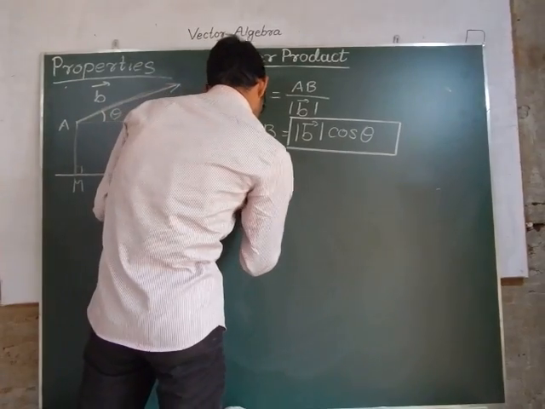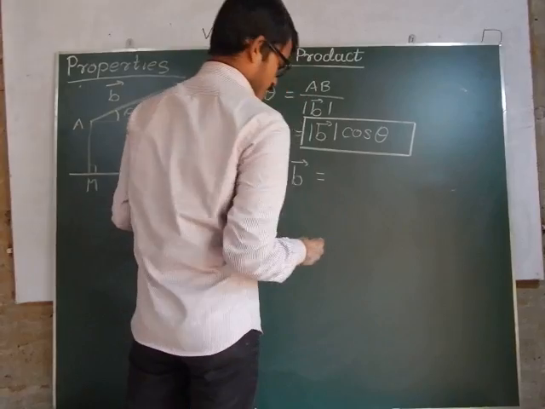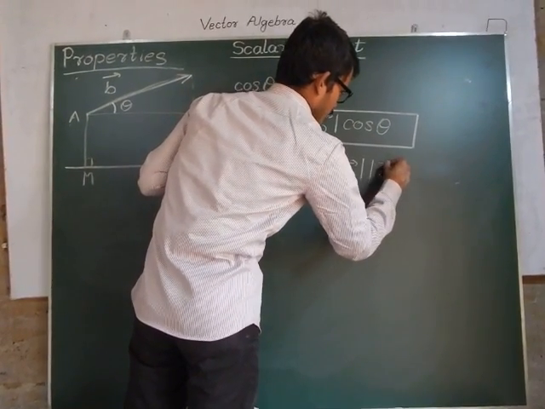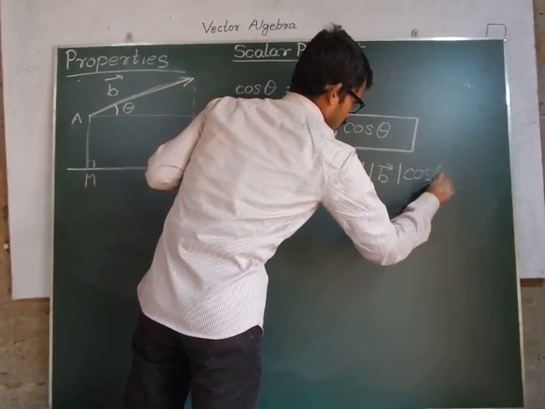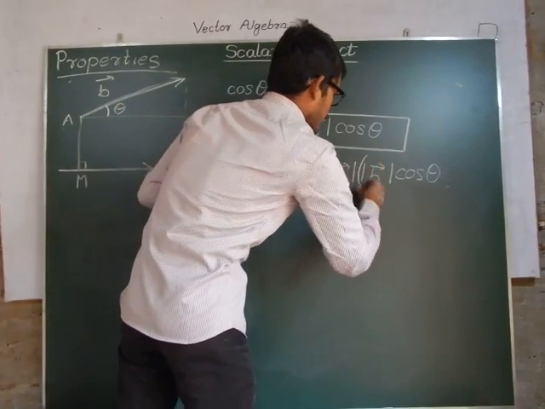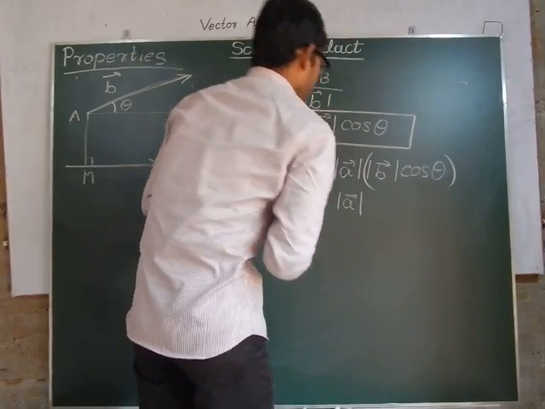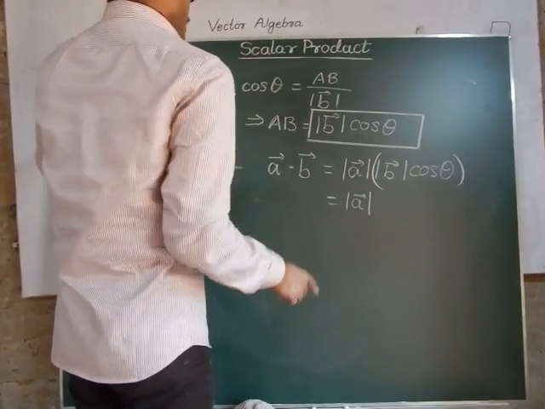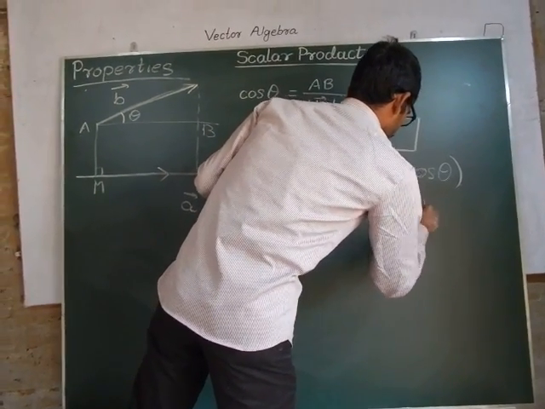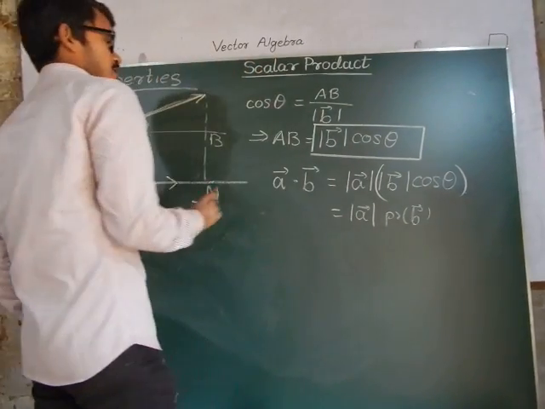From here we can also say that the dot product of A and B, in terms of this, we can write it as magnitude of A into projection of B on A. This is the projection of B. We can write A dot B is equal to magnitude of A into projection of B.